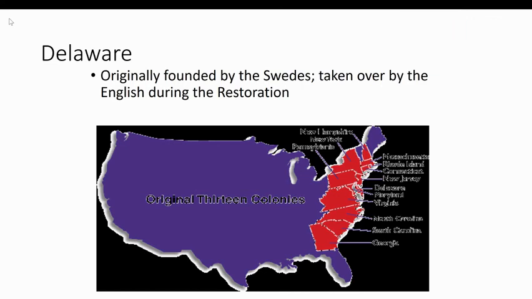Okay, the last one, Delaware. We talked about Delaware in terms of eventually being taken over basically by Philadelphia's government in Pennsylvania, and Pennsylvania's governor oversees them. But originally, Delaware was founded by the Swedes. The Swedes brought with them their ideas of making log cabins and things like that. But eventually, it gets taken over by the English during the Restoration, and as I said, administered by Pennsylvania.